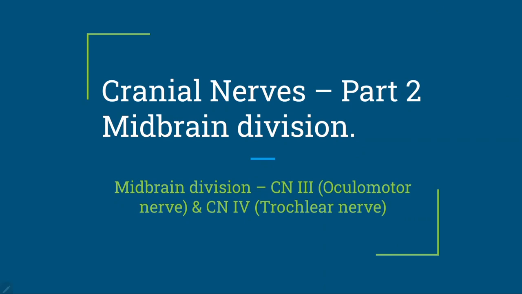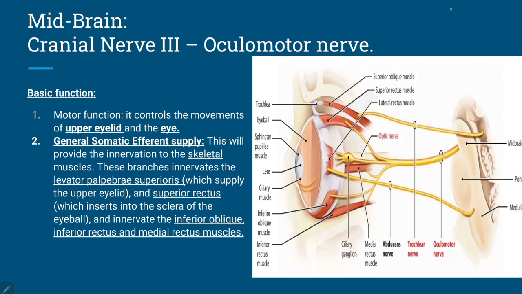Today we are going to look and learn into the second part of the cranial nerves. In this division, we are looking at the midbrain division, which will give us cranial nerve number 3, which is the oculomotor nerve, and cranial nerve number 4, which is the trochlear nerve. So let's go into the discussion now.